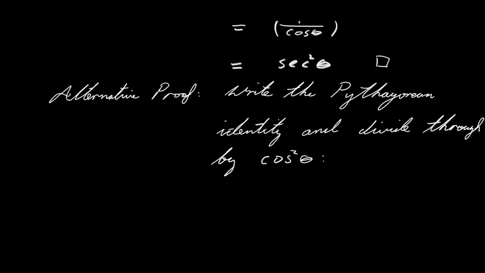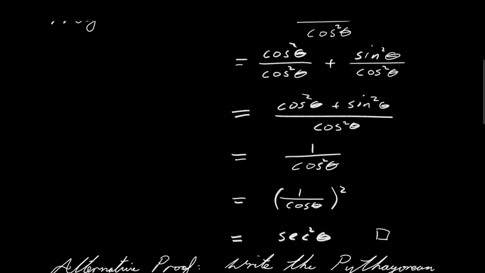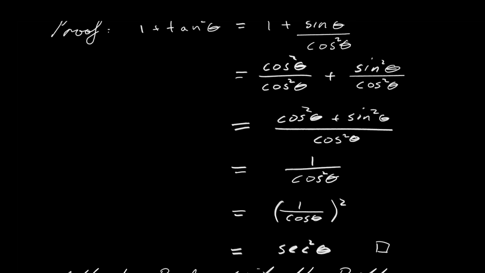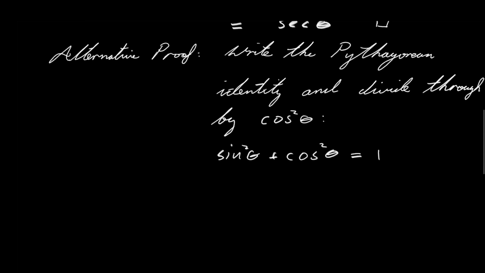Now if we do this, we would have the sine of theta squared plus the cosine of theta squared equals 1. We already have proven this identity, so it's okay for us to write this and work on both sides of the equation. This here just is the Pythagorean identity, which we applied to the numerator up here in this proof. So now we just divide through by the cosine of theta squared.